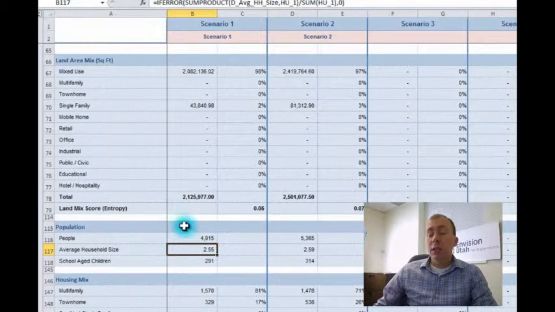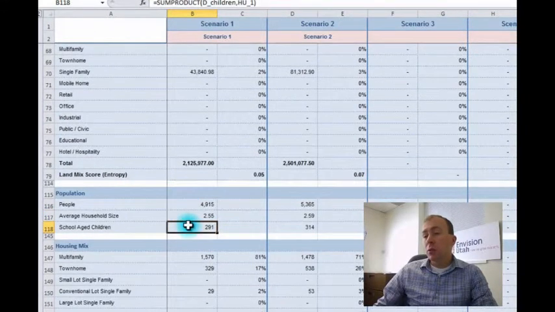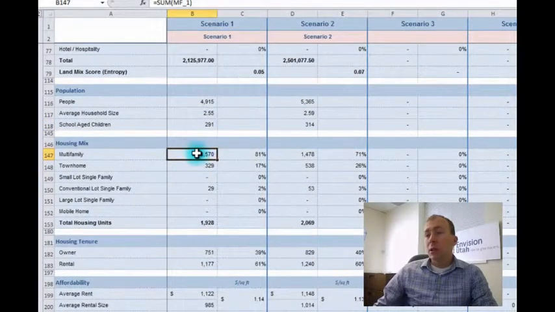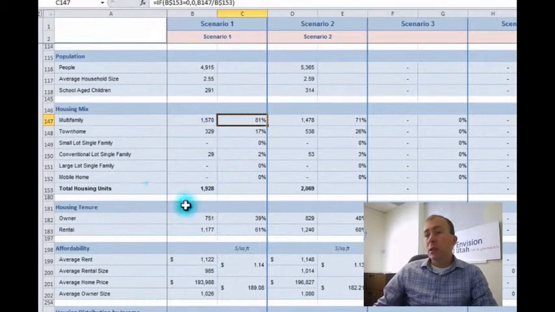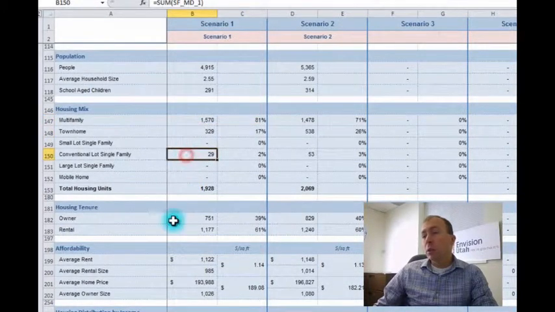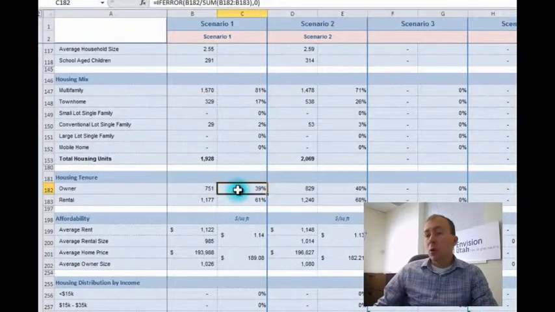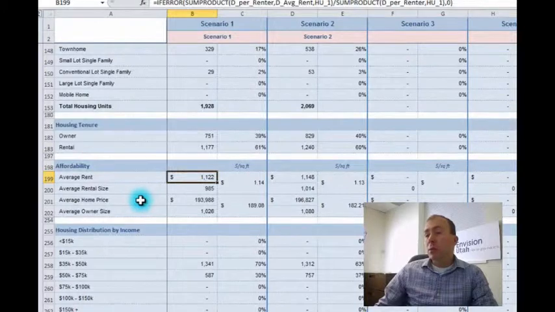It also looks at your average household size and how many school-age children will be in the study area. It looks at housing mix, either in units or in percentages. You can see in this scenario we've mostly painted multifamily housing. We do have some townhomes, and we do have some conventional lot single families as well. It looks at the housing tenure and the owner versus rental rates. It looks at the affordability of the housing units.